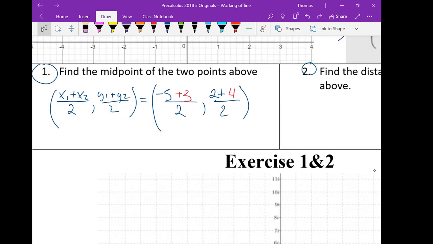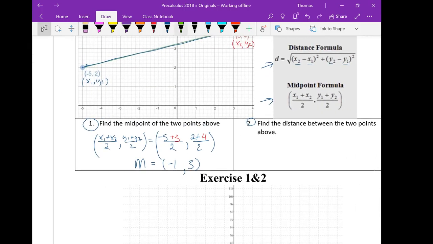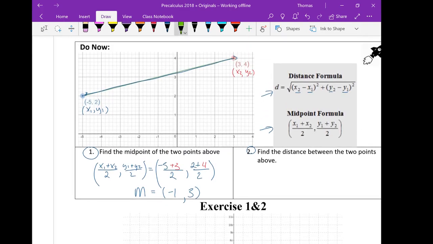Then if we simplify this, it looks like we're going to get negative 5 plus 3, that's negative 2 over 2. So that's negative 2 over 2 is just negative 1. And then for this, we're going to get 6 over 2, which is just going to be 3. So we expect our midpoint to be negative 1, 3. Let's plot it and make sure that makes sense. Negative 1, 3, right there. There's our midpoint.